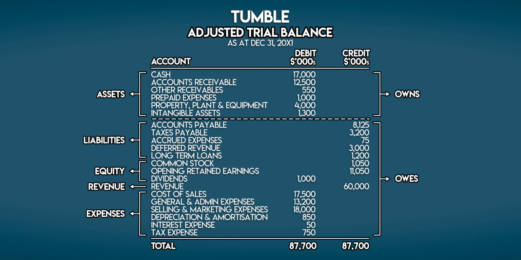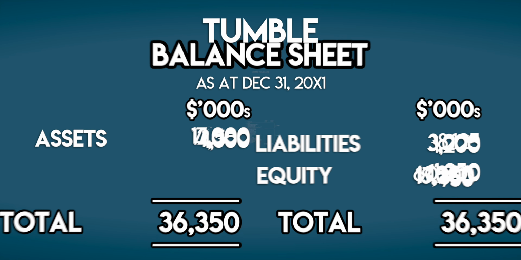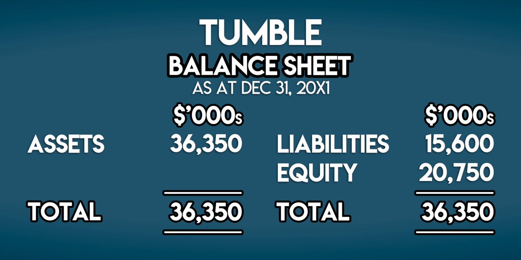What went wrong? We forgot to include Tumble's revenue and expenses. These are part of Tumble's retained earnings, its profits held for future use, which also sit in the equity section of its balance sheet. When we include them, total liabilities plus equity also add up to $36,350,000. So Tumble's basic balance sheet is in balance. Remember, the balance sheet is a snapshot of a business's assets, liabilities, and equity at a single point in time. On the left side, we can see what the business owns, and on the right side, we can see what it owes to third parties and its owners.